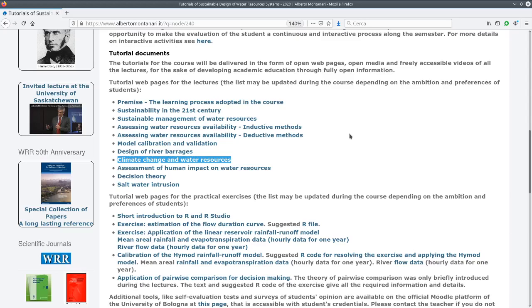And I have some premises before delivering that lecture, but I think I can just summarize the premises later. Then what we have left is assessment of human impact on water resources and decision theory and saltwater intrusion. These two, assessment of human impact on water resources and decision theory, I believe they are extremely important, so I want to discuss them with you. So these are lectures that I want to give.